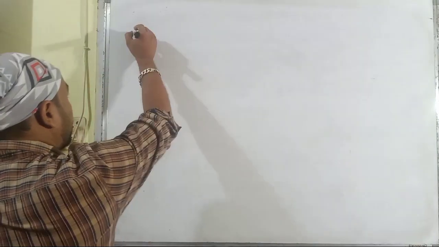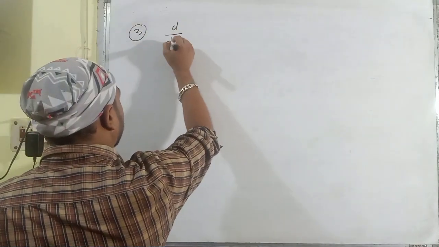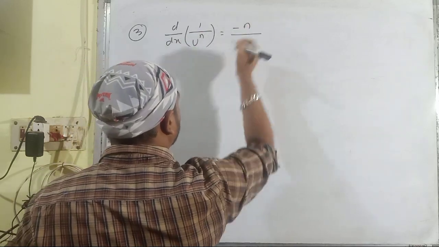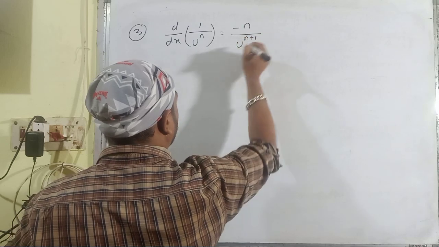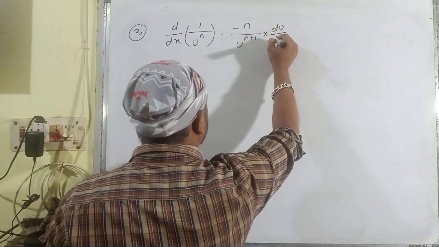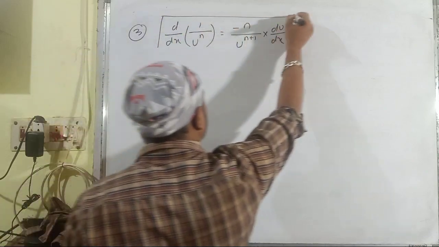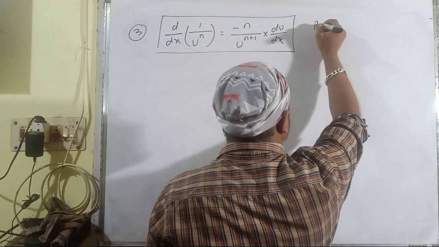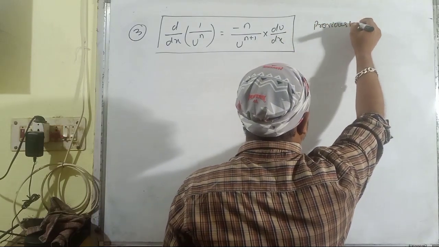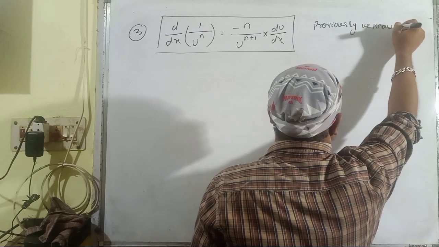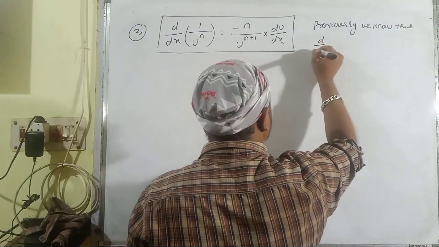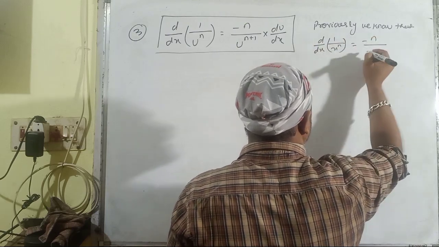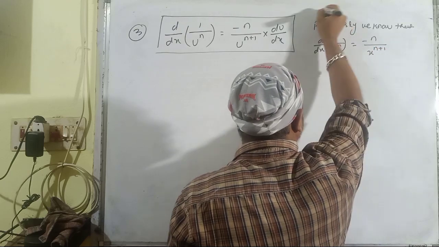Then moving to the formula number 3, it will be differentiation of 1 upon u to the power n, which is minus n divided by u to the power n plus 1 multiplied with differentiation of u with respect to x. Previously we know that differentiation of 1 upon x to the power n is minus n divided by x to the power n plus 1.